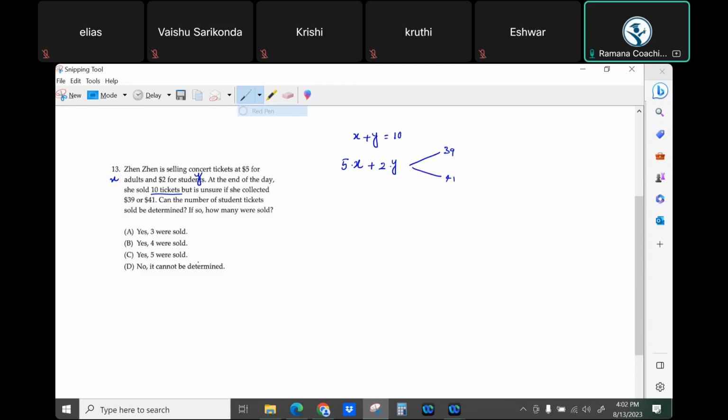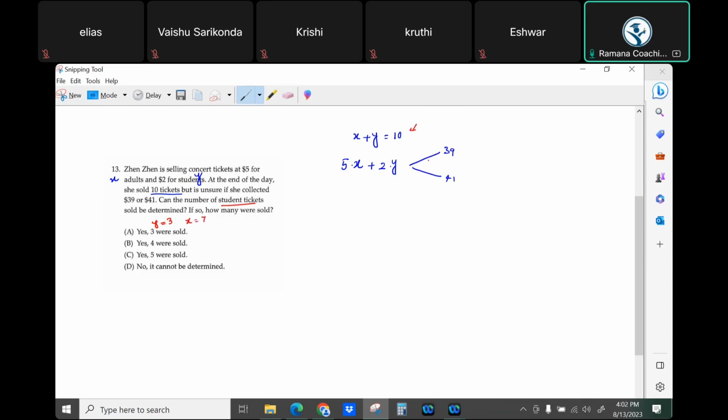Okay. He says yes, so option A says yes, and the value is equal to 3, correct? Not yes, it's the Y value, correct? We thought Y is the student tickets, yeah. If Y is 3, what is the X value based on this equation?